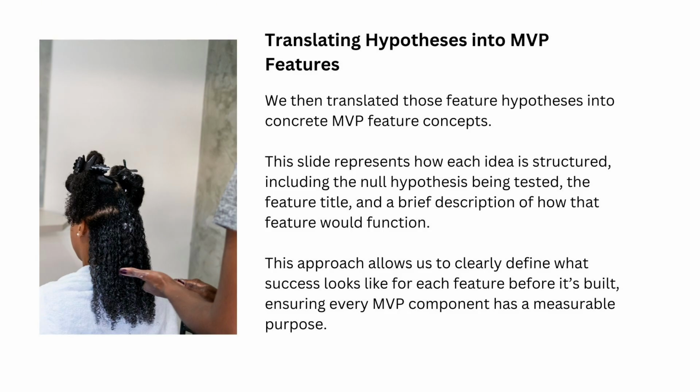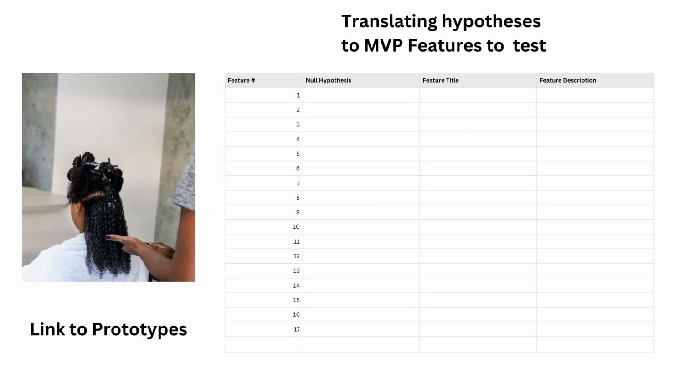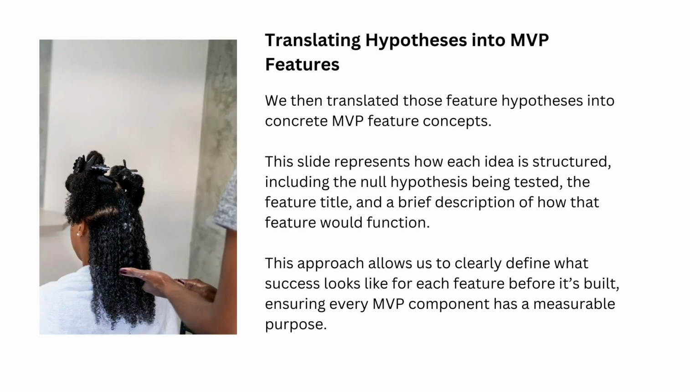Translating hypotheses into MVP features. We then translated those feature hypotheses into concrete MVP feature concepts. This slide represents how each idea is structured, including the null hypothesis being tested, the feature title, and a brief description of how that feature would function. This approach allows us to clearly define what success looks like for each feature before it's built, ensuring every MVP component has a measurable purpose.